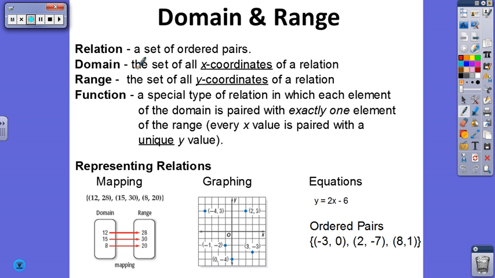The domain and range, which you should be familiar with, is the domain is a set of all x coordinates, and the range is the y coordinates. When we talk about relations and functions, we can represent them in several different ways, including a mapping diagram, where the values from the domain are mapped with their specific value in the range. They can be graphed either as points or as a line, and then an equation, as well as just the set of ordered pairs.